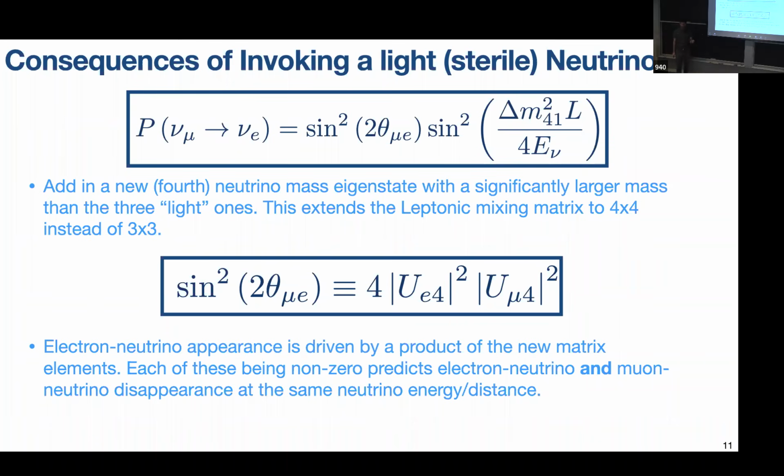And each of them being non-zero drives new phenomena. Specifically, if this first one, this electron mixing, is non-zero, then there has to be anomalous electron-neutrino disappearance at the same L/E where MiniBooNE and LSND are seeing appearance. And likewise, if there's non-zero muon mixing, there should be anomalous muon-neutrino disappearance at the same L/E. So the nice thing about this 3+1 model is that if there is anomalous appearance, then we can check for anomalous disappearance of electron and muon neutrinos at the same baseline divided by energy and stress test this model.